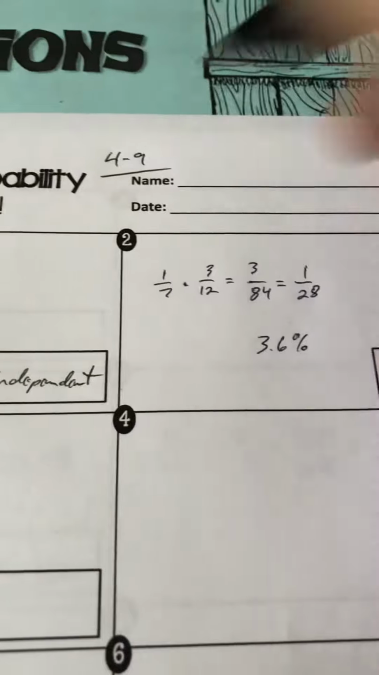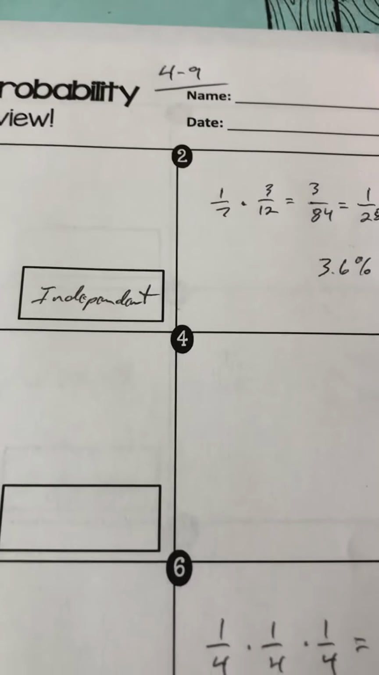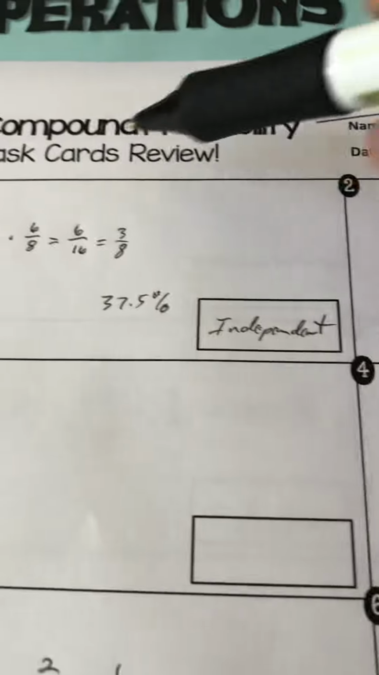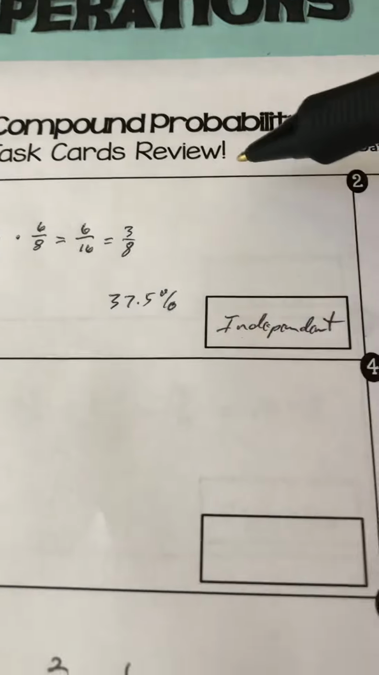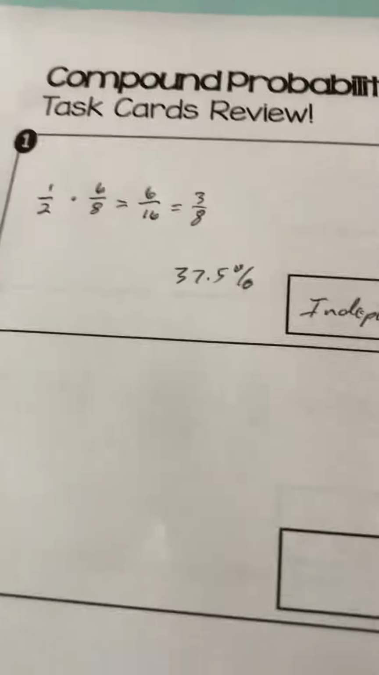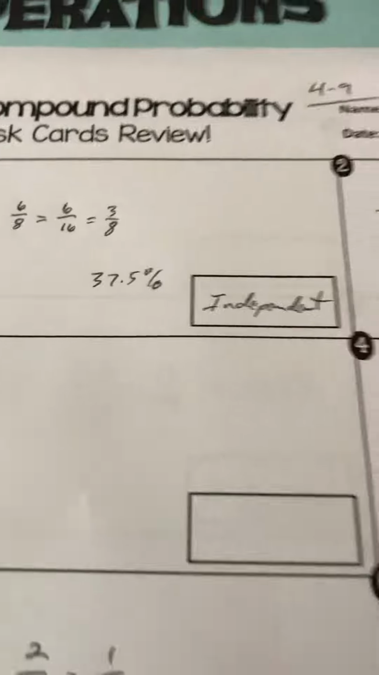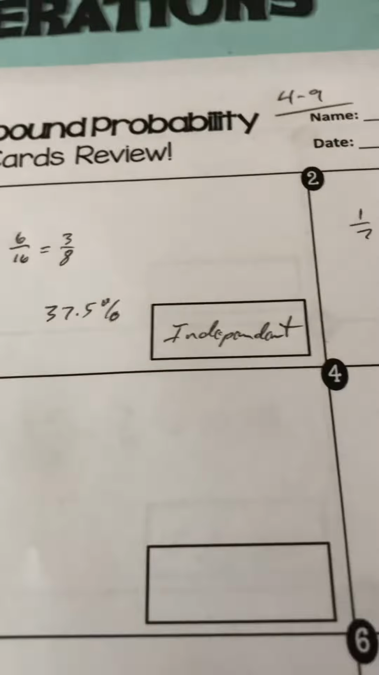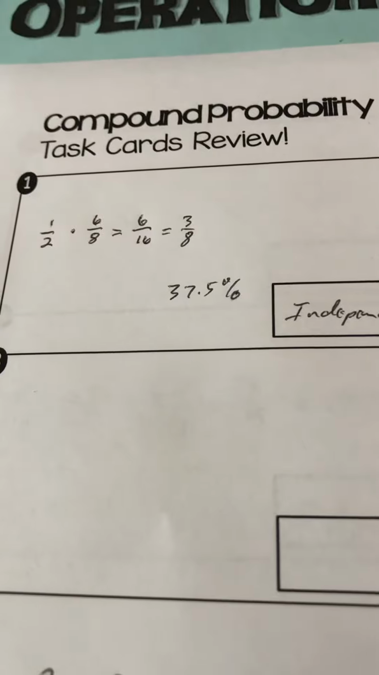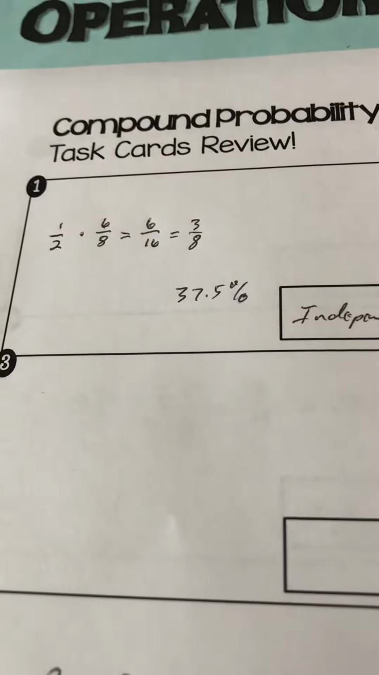This was something that was done in class. I'm not sure if you onliners have to do this or not, but this is the compound probability task cards review. And I'm going to go through at least half of them here and show you the cards also as I go through these. So taking a look at number one, let me scroll back up here.